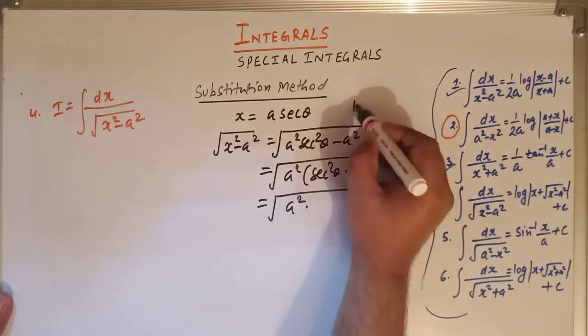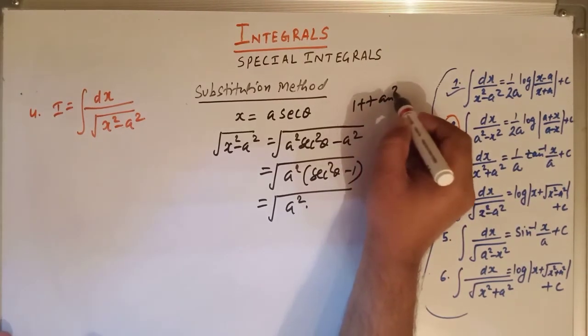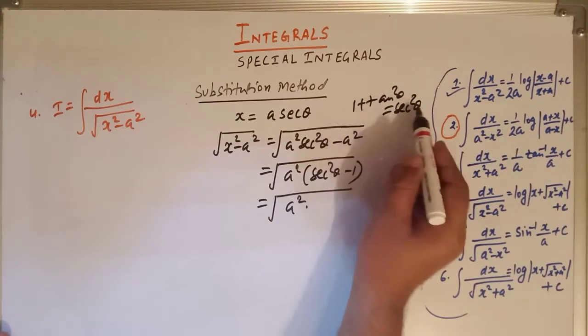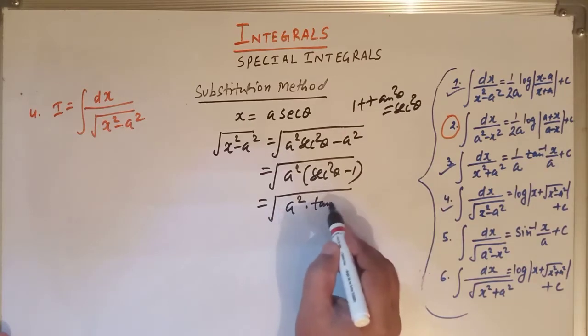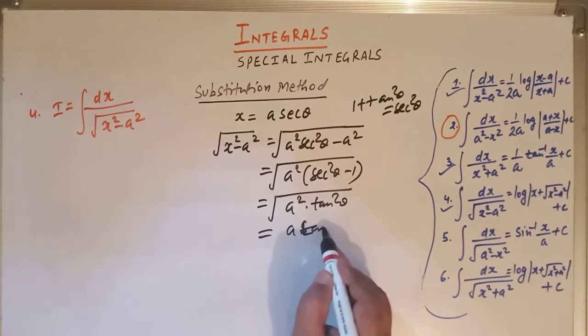We know that 1 plus tan square theta is equal to sec square theta. So sec square theta minus 1 is tan square theta. Then we have a tan theta. Clear?